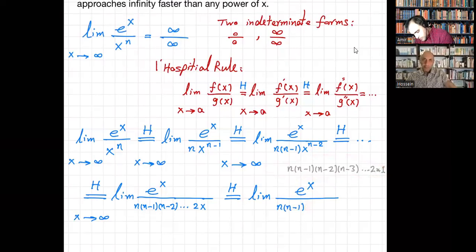The denominator is n times n minus 1 up to n minus 2 times 2 times 1. And we know that for any positive integer, this is the definition of the factorial of n, which is basically a number. So it's independent of x. We don't have x anymore. It's a constant.